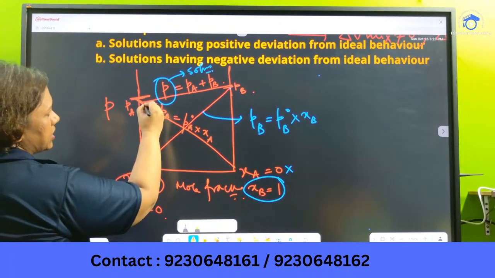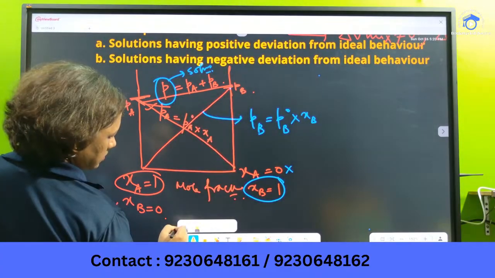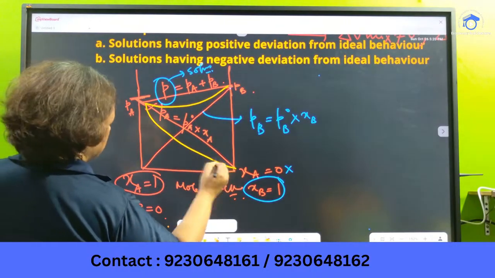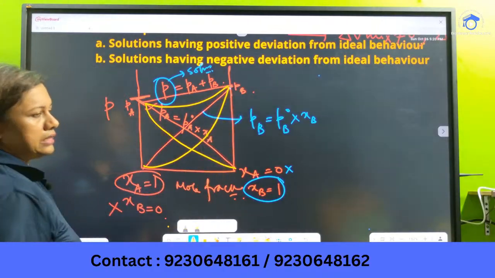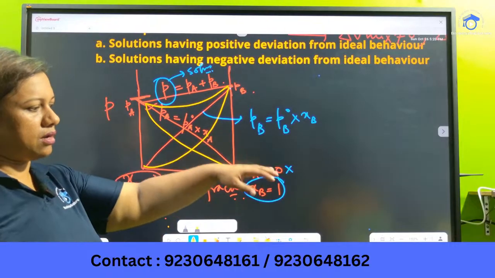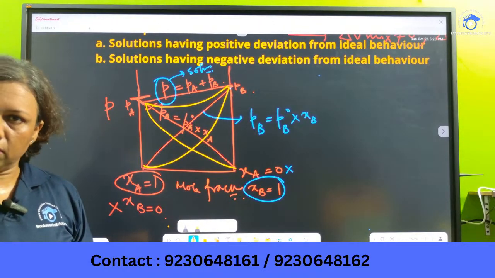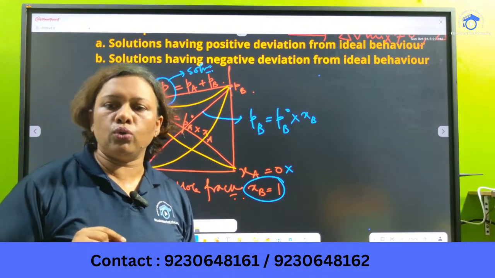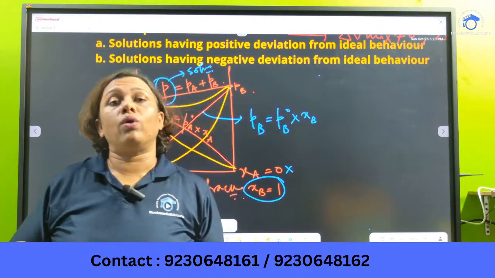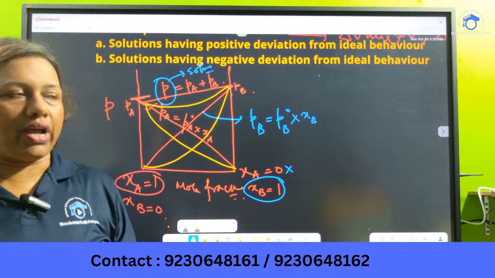So for negative deviations, the lines will be like this. The same as for the ideal solution, and put it down here. This is the negative deviation. Negative means it comes down. That's why the negative deviations are there. That is when two liquids are interacting with each other, and they do not want to go into the vapor phase, when they have the least interaction.